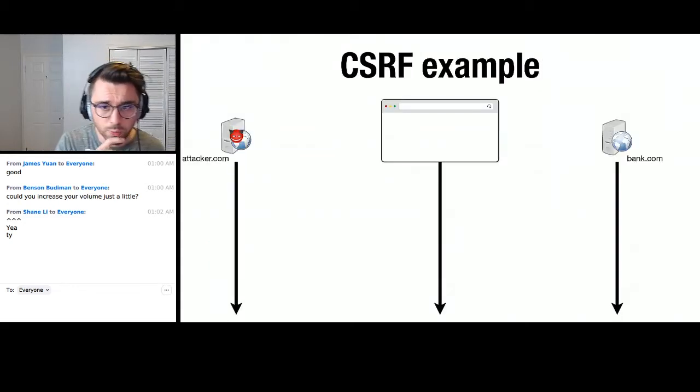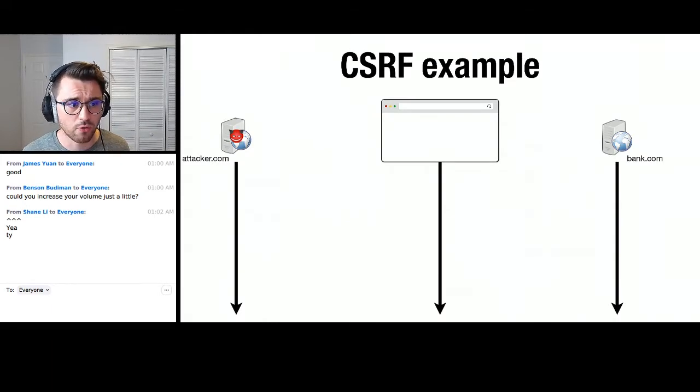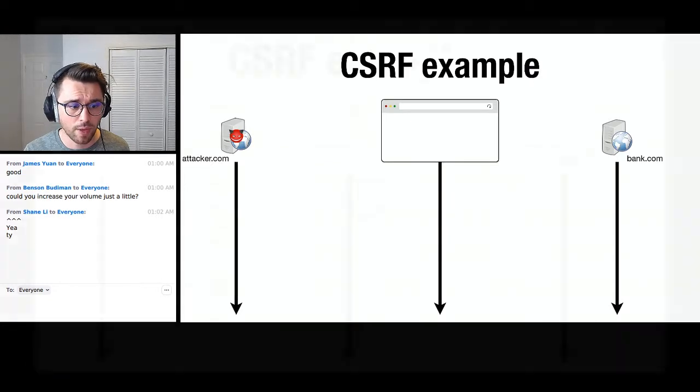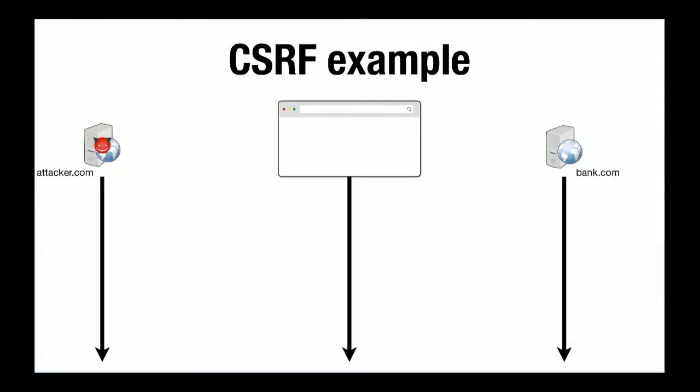So let's look briefly at what this actually looks like if we were to draw out the network request between attacker.com, the bank, and my browser. So how does this work? Like we were saying before, one of the steps we have to do is authenticate with the bank. So we make some request to the bank. Then the bank gives us a 200 OK with the cookie.